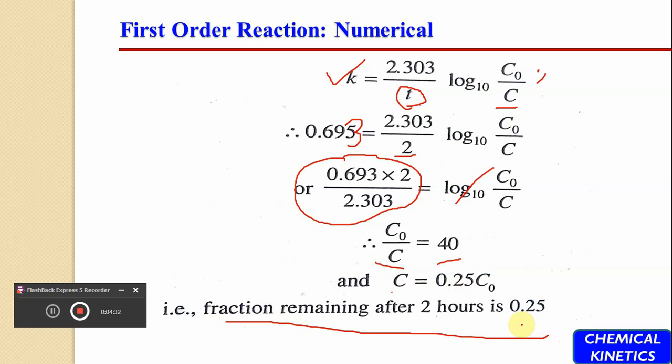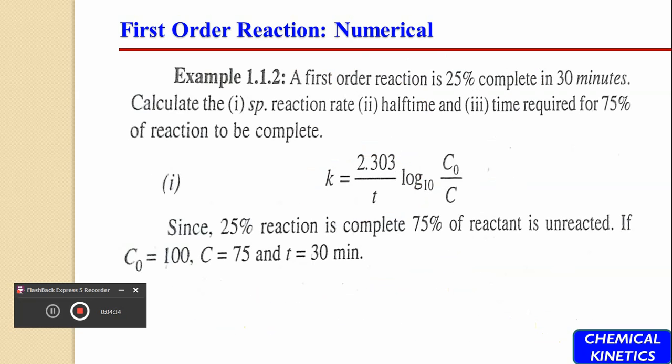It's very simple. The second numerical based upon the first order reaction is here. The first order reaction is 25% completed in 30 seconds. Calculate the specific reaction rate, meaning k, the half-life period, meaning t1/2, and the time required for the completion of 75% of the reaction.